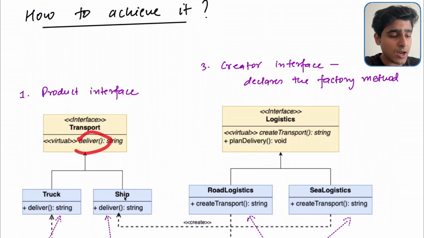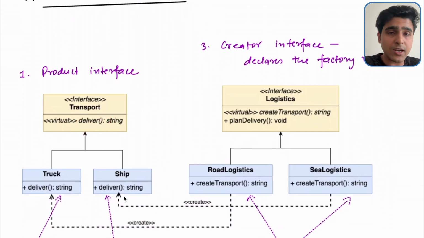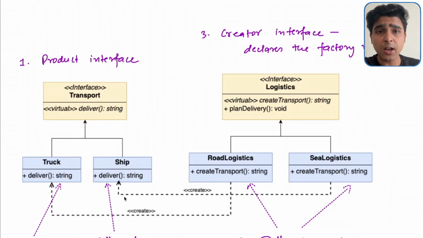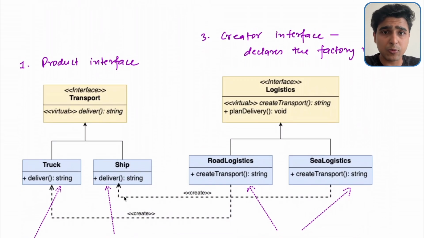Now let's say we create two concrete classes, one is truck and the other is ship. Truck has to implement the deliver function, and in this the truck will write its appropriate code for how to deliver via truck. Similarly, ship will implement deliver appropriately so that you can make a delivery by ship. Now the different modes of transport are ready.